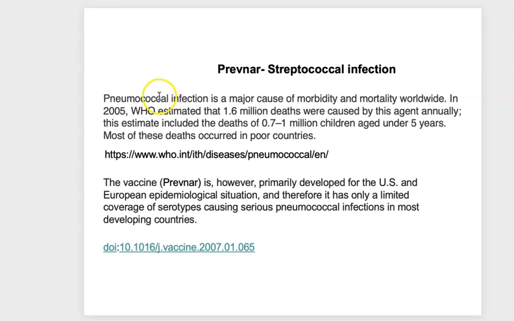Strep pneumoniae infections are a major cause of death and illness worldwide. It's estimated that 1.6 million deaths were caused by this agent annually, about 0.7 to 1 million of those are children under the age of 5, and these are obviously mostly children in poor countries. But when we look at the composition of Prevnar, it's primarily developed for the US and European epidemiological situation. In other words, it's formulated to prevent infections with strep pneumoniae strains that are mostly a problem in wealthy Western countries. Again, I'm just saying this to remind everybody who we're dealing with here as I get into this conversation about vaccines.